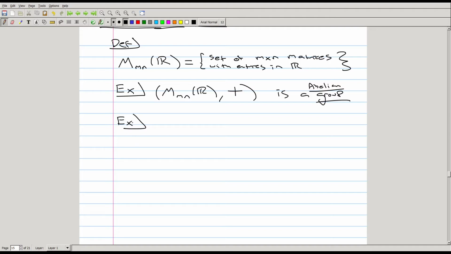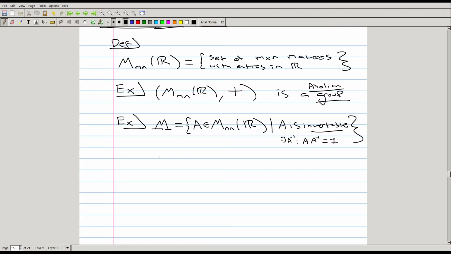For multiplication, we have to be careful though. If I define a special set M bar here to be the set of all A in M_nn of R, so all matrices A that are square, equal number of rows and columns with real entries, such that A is invertible, or there exists a matrix A inverse such that A times A inverse equals the identity matrix, then this group actually has a special name. It's GL of n.